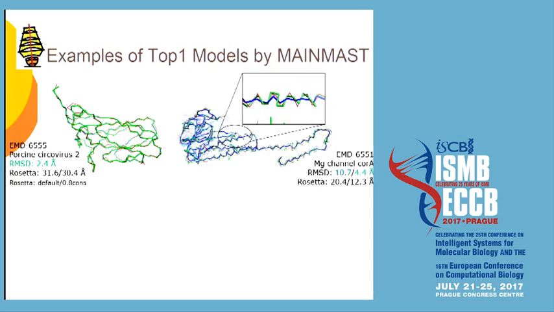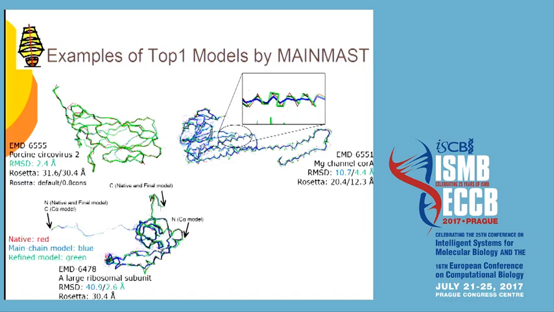This is another example. Here the blue one is the threading result. And then we also ran MDFF to further refine it. The refinement results make this green structure, which is 4.4 angstrom.